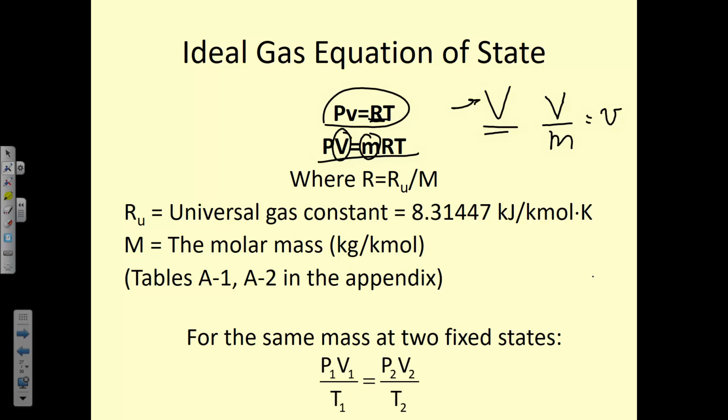Now, if your mass is the same at the initial and final state, so if you're looking at some control mass where you want to know how the specific volume or the volume changes, then you can equate state 1 to state 2 and then find all the other property values. The ideal gas equation is only good for what?